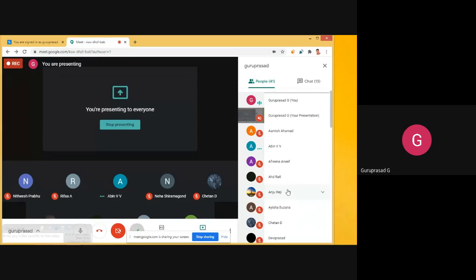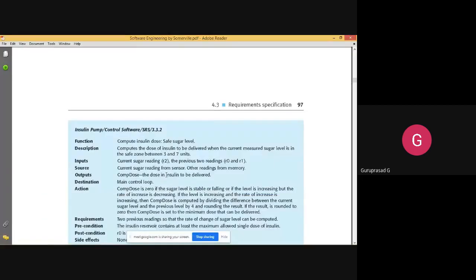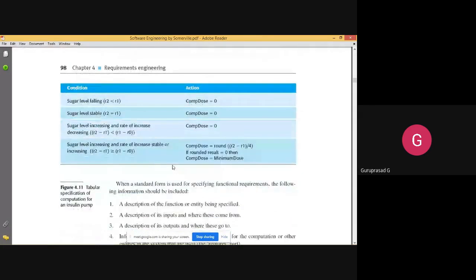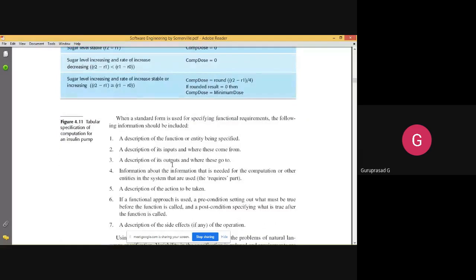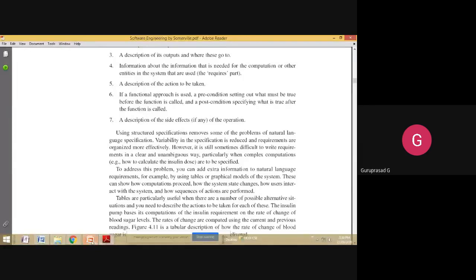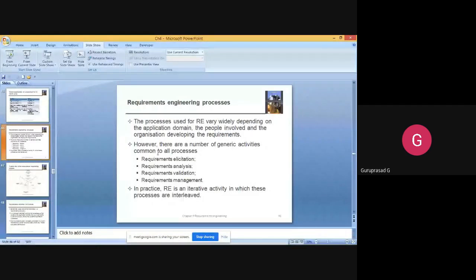Correct. So what I showed you are three examples in natural language. Then we have a structured way to represent it. You see here, this is a structured natural language. The third one I showed you is a tabular specification. Correct? So it depends. So that is all about the requirements specification. Now we'll continue with the next topic, called the requirement engineering process.